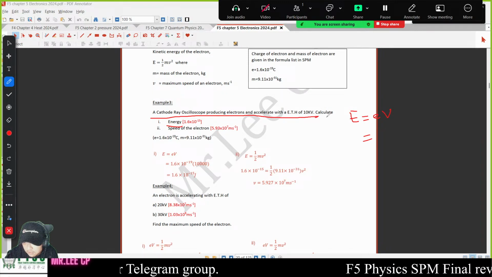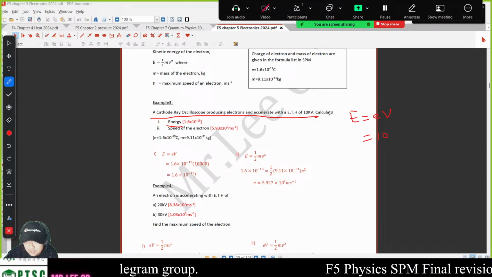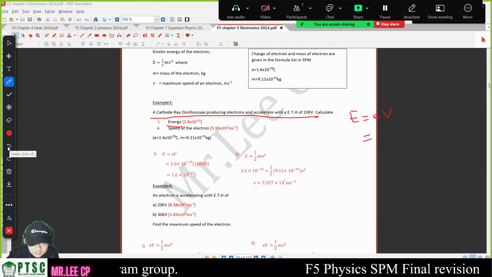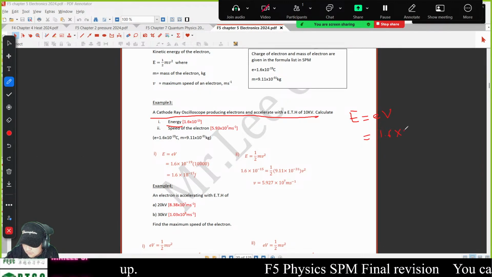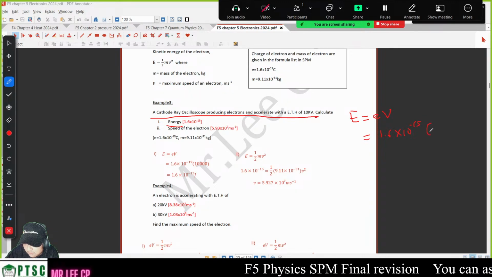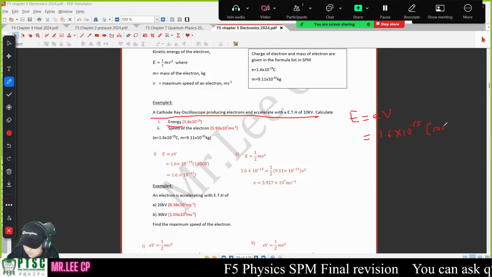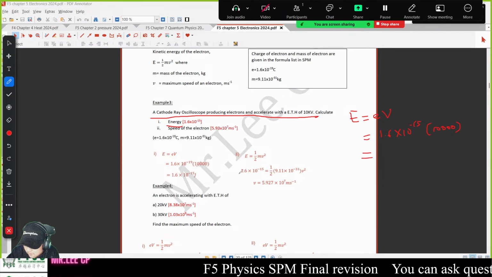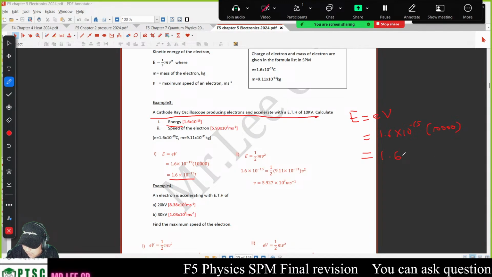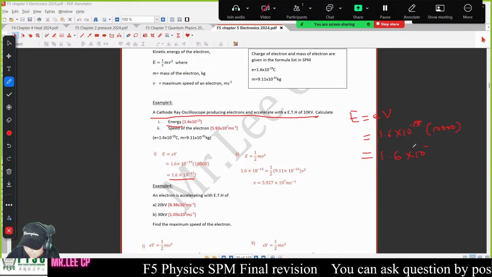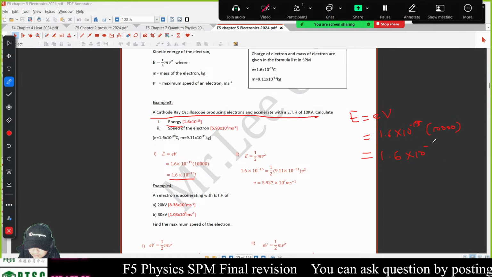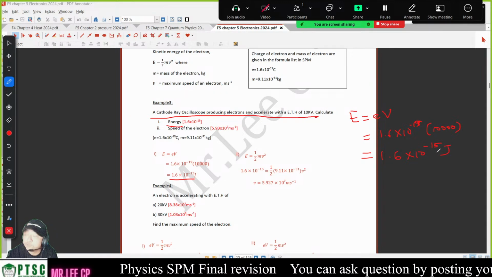So e is 1.6 times 10 to the negative 19, and V is 10,000. So you get the answer 1.6 times 10 to the negative 15 joule.